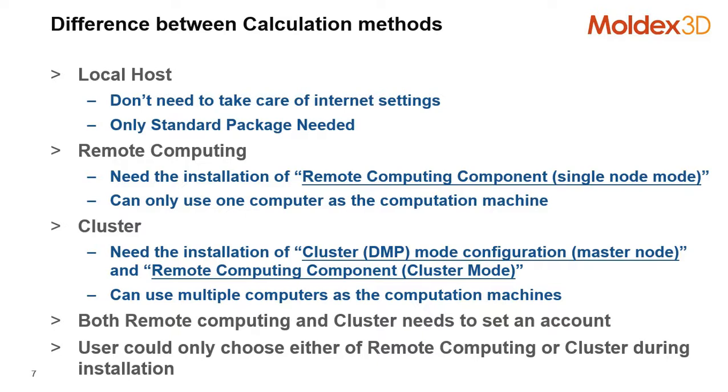And there is something to be mentioned before we really go into the introduction of the installation. First thing is, both remote computing and the cluster mode, we need to set an account for the access of the internet settings. So later on, we will see how to set up the account in the live demo. And the next thing is the user could only choose either remote computing or the cluster during the installation. So you cannot choose remote computing and the cluster at the same time. You can only choose to do the calculation with one computation machine or with multiple computation machines.